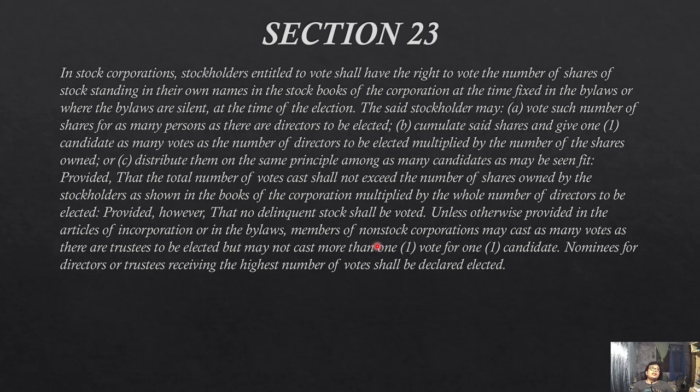Kung ilan yung, anong tawag dito sa pag-election? Ilan yung representatives? Hindi. Ilan yung pwede mong botohin? Candidates yun. Kung ilan yung candidates, yun yung number of votes mo. Pero hindi mo pwedeng, example, 5 candidates meron, so may 5 votes ka, pero hindi mo pwedeng ibuhos yung 5 votes mo na yun sa isang candidate. Isang candidate, isang boto lang. Yun lang yun. Nominees for the election receiving the highest number of votes shall be declared elected.